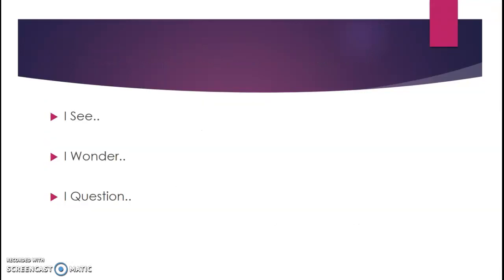And for more younger children, this is the same thing as my 5 questions. I see, I wonder, I question. I see all of these objects, these people, these activities. I wonder what it is, what's going on here. I wonder if they're crossing in the middle of the night because of this. And then I question is, why are they crossing in the middle of the night? So distinguishing between I wonder and I question.